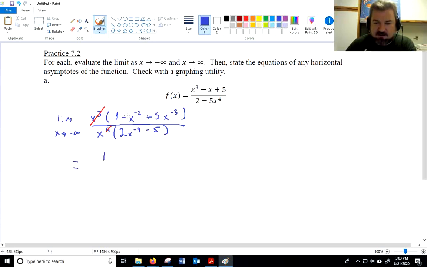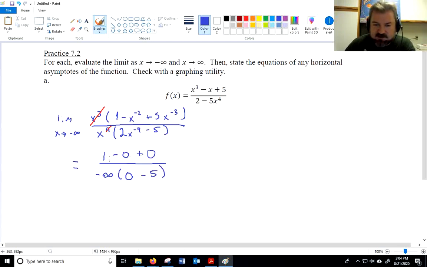I'll get 1 minus 0. I don't care about the sign, right? This negative squared, it doesn't matter. It's a 0. So whatever, minus 0 plus 0 doesn't matter. Here's another 0, right? Over x, which is a negative infinity, times that's 0 minus 5.